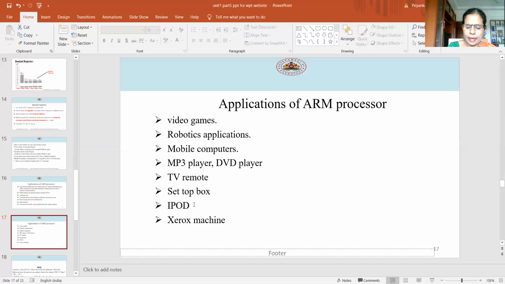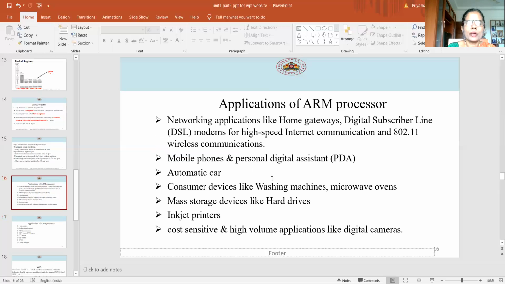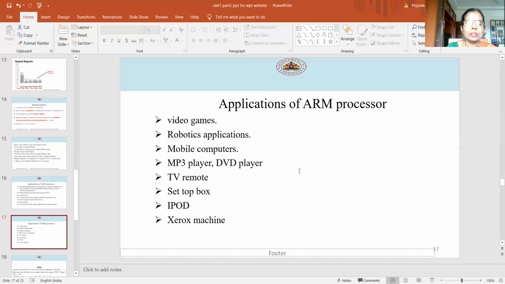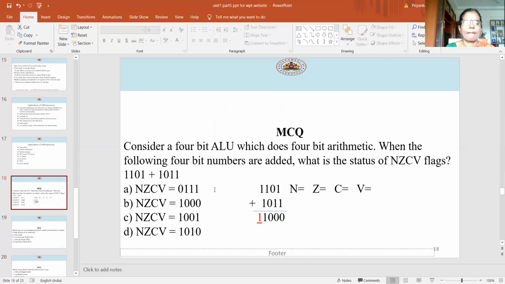So at least the above slide is very important for the examination. You remember all the applications. These are extra applications, so try to remember all of them. Now we'll solve the multiple choice questions based on the structure of CPSR, the processor modes and banked registers.